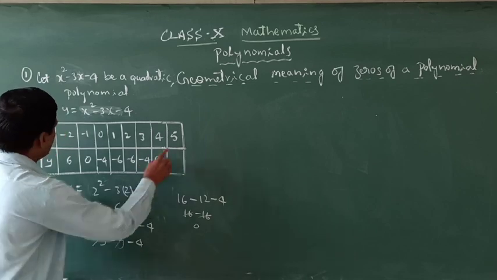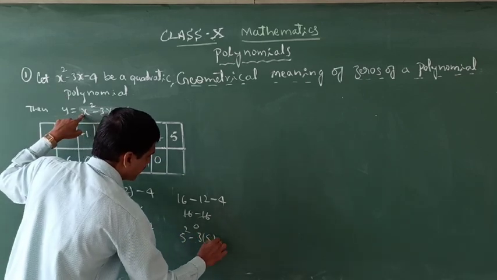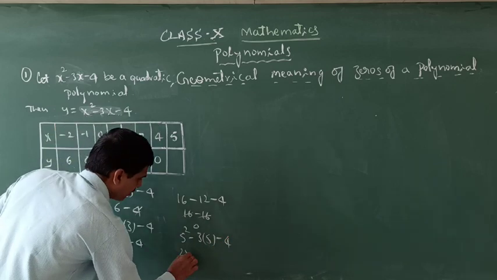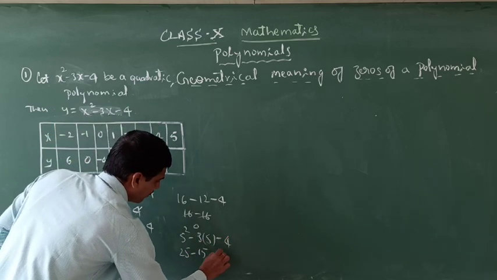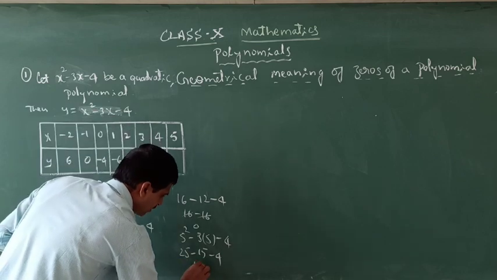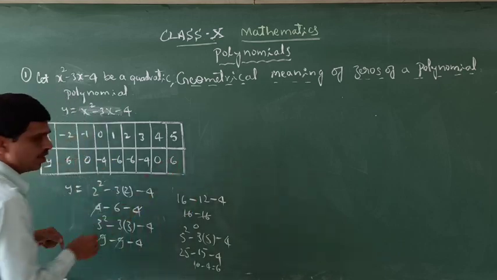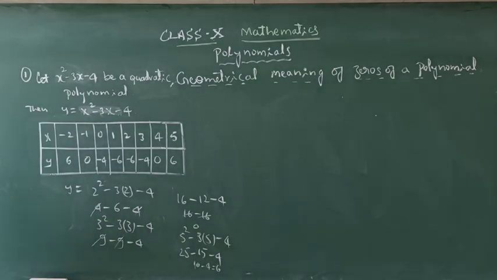Here it is 0. What about 5? 5 square minus 3 into 5 minus 4. So that is 25, 3 fives are 15, minus 4. 25 minus 15 means 10. 10 minus 4 is equal to 6. Here it also becomes 6.